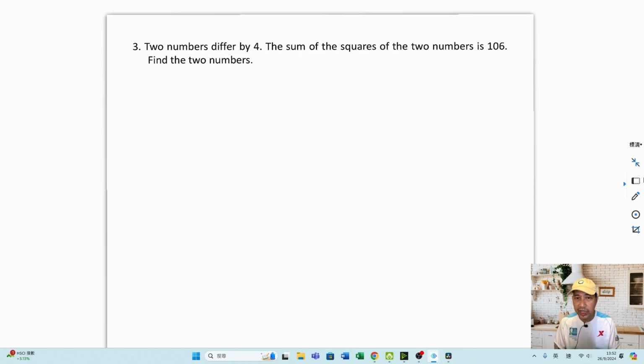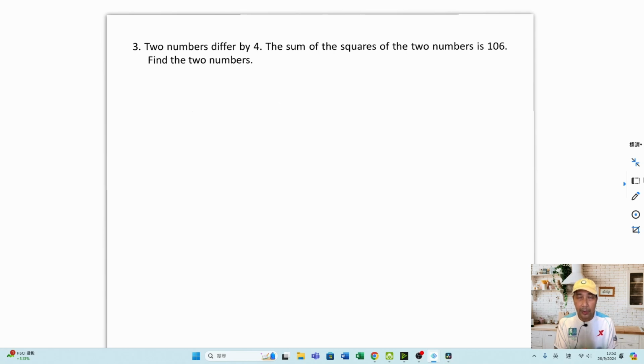Okay, in question 3, two numbers differ by 4. It means that there are two numbers, and the bigger number is larger than the smaller number by 4. The sum of squares of the two numbers is 106. The question asks you to find the two numbers.